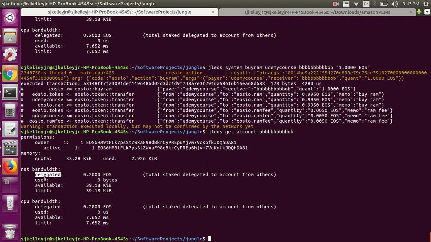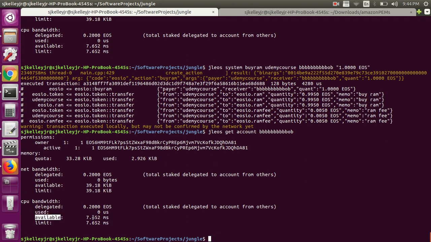Well, in this case, we've been delegated this much EOS. That means that we have a limit of this much KiB, or in the case of CPU, we have this much CPU clock time. We get 7.6 milliseconds. We haven't used any, right? Because I haven't done anything on the net since I've delegated this bandwidth to this Bob account. So therefore, I have the full amount available.